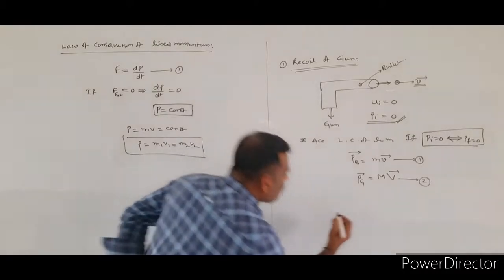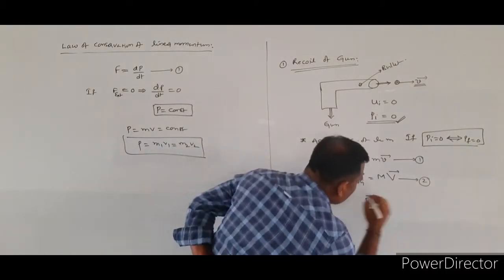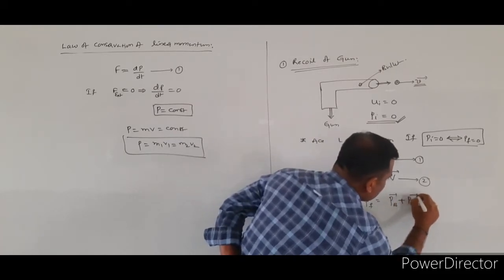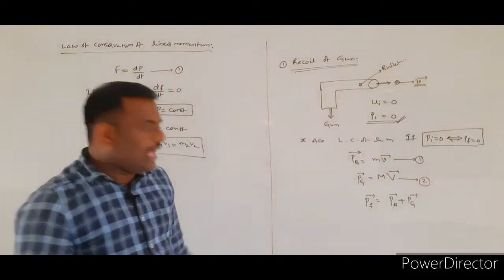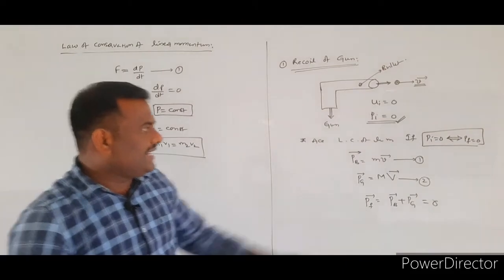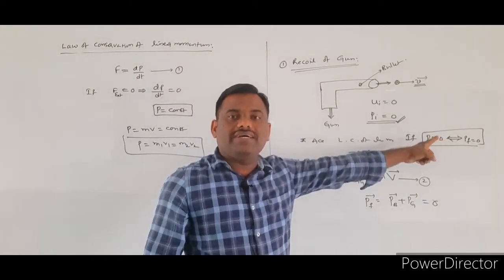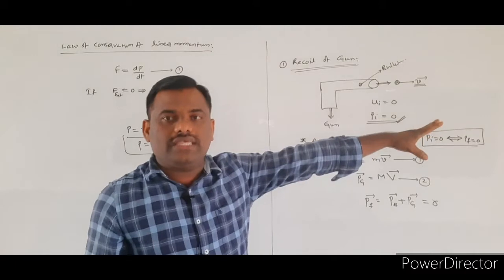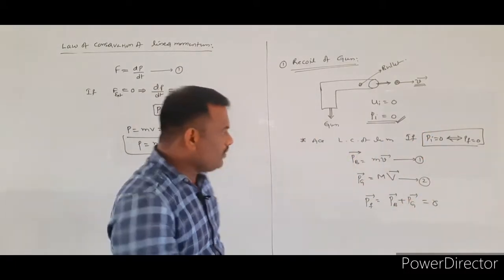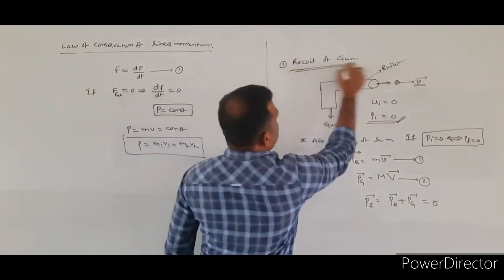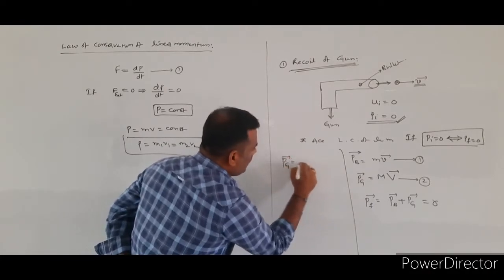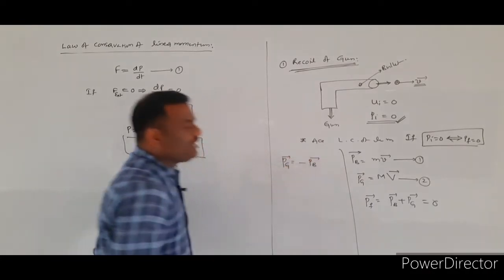So the final momentum is the sum of the momentum of the bullet plus the momentum of the gun, and whose total value is equal to 0. According to our statement, the final momentum value is equal to 0, so I equate the final momentum to 0. Now I want to calculate the recoil velocity of the gun, so I write that the momentum of the gun is equal to minus the momentum of the bullet.